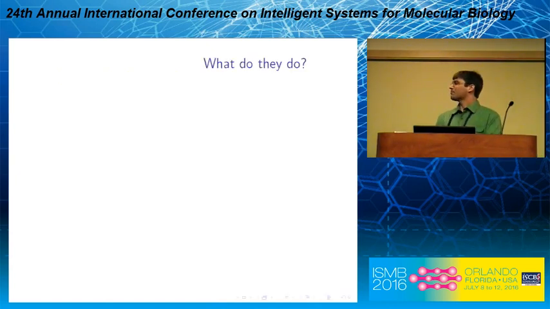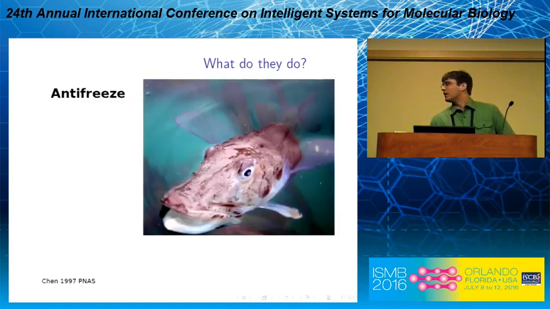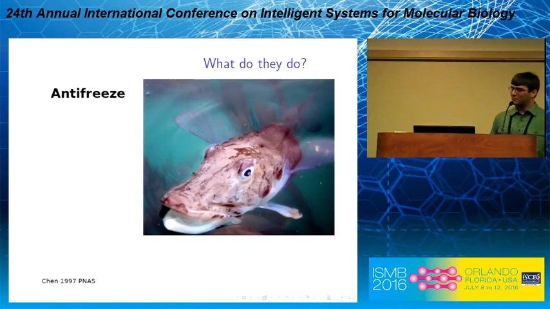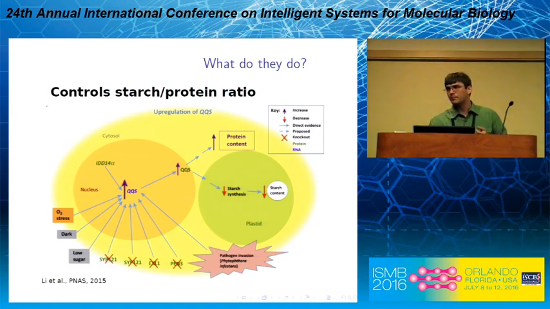And what do they do? So there are very few orphan genes that have actually been well characterized. My probably favorite one is an antifreeze protein in an Antarctic ice fish. There's also a gene in Arabidopsis thaliana, which integrates signals from the environment to control the starch-protein ratio. There's also a lot of circumstantial evidence that they are involved in stress or interspecies relationships.